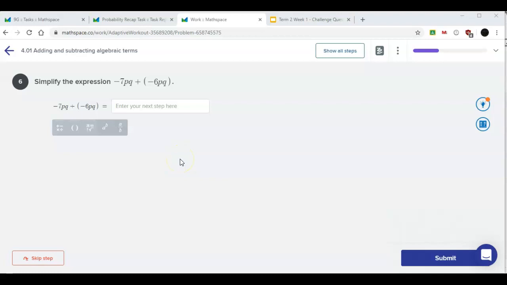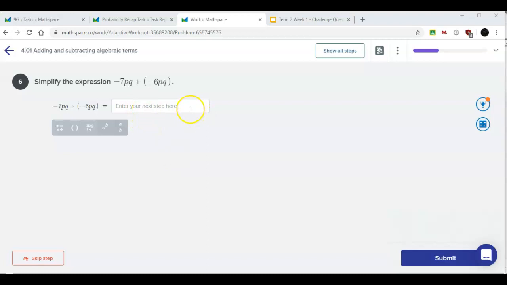So if you start getting them all right, it will give you more difficult questions and more difficult questions until you achieve the standard of mastery. And that's what they call it. Whereas if you're struggling a little bit more, they'll give you hints and continue to give you more basic questions until you can do them.